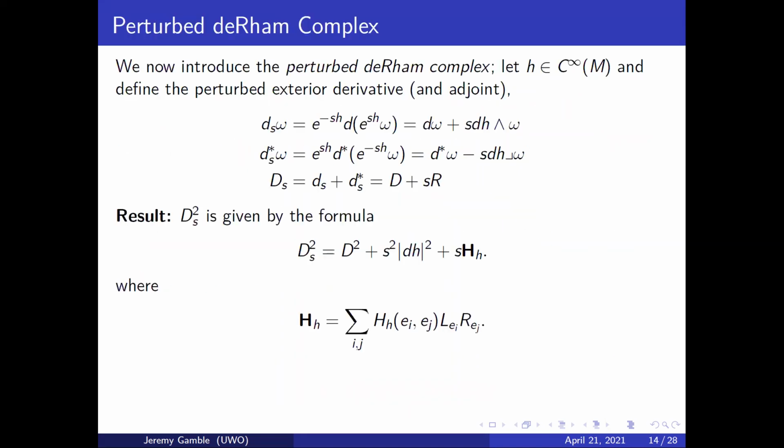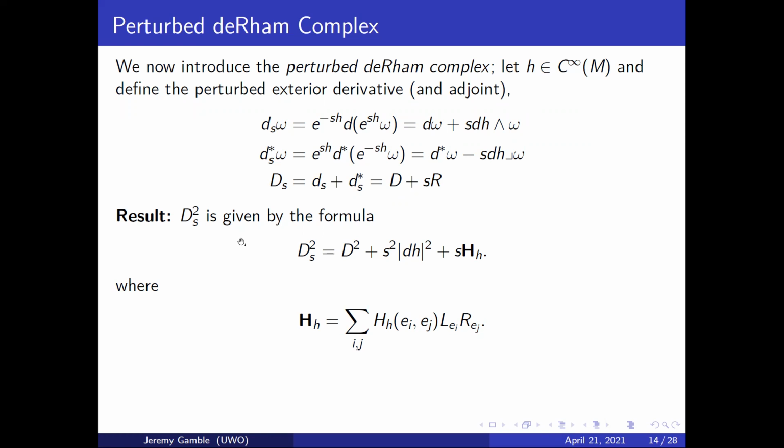Okay. So now we have this perturbed de Rham complex. We take a Morse function h in C infinity of M, and we have these perturbed exterior derivatives and their associated adjoint, and then this perturbed Dirac operator, which is like our square root of the Laplacian. So basically, we're just conjugating d and d star by e to the sh, where s is our parameter that we're going to let go to infinity at the end.